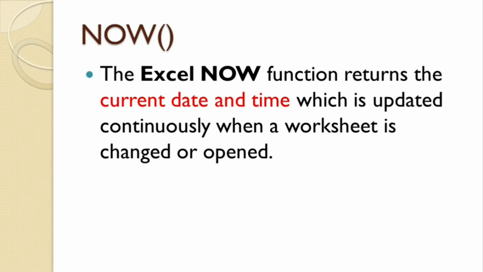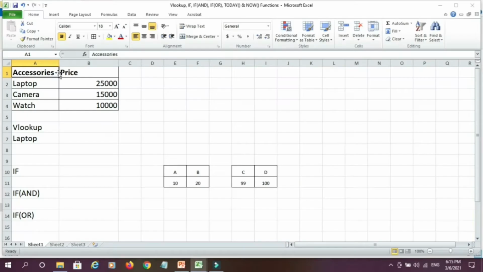Let's see all these functions in Excel. What are their parameters and how they work. First we will see VLOOKUP. Here I have one table. I have to find the value of laptop from this table. If table is small, you can easily find out by looking at the table value of each and every accessory. But if you have huge table, then what are you going to do? Then we have to apply VLOOKUP.